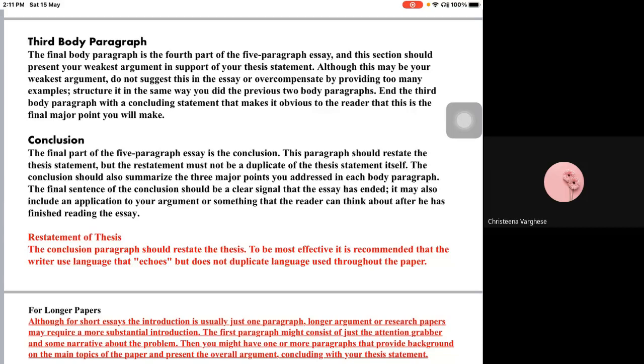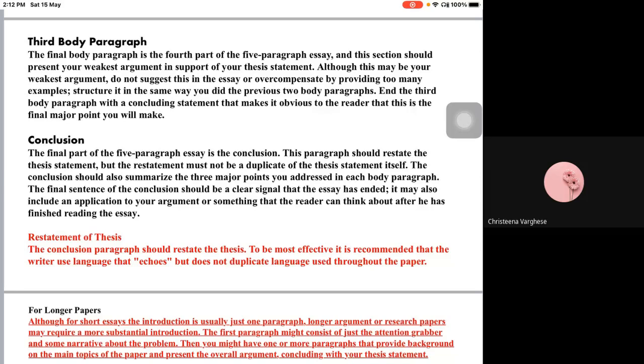So the main points that you talked about in the body paragraphs should be summarized in a very short form, okay? The final sentence of the conclusion should be a clear signal that the essay has ended, and it may also include an application to your argument or something that the reader can think about after he has finished reading the essay. So this is basically the way in which your essay should be structured. Now we'll go into the details.